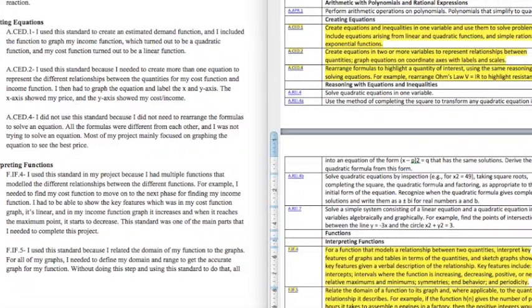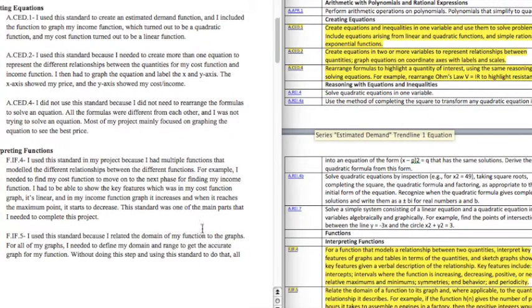Then I was able to graph the equation and label the axes. So there was the x and y axis, and like I said before, the y axis showed my cost and income, and my x axis showed my price. So I definitely used the standard. It was very helpful. I feel like A-CED 2 was something that I used a lot for my final project.